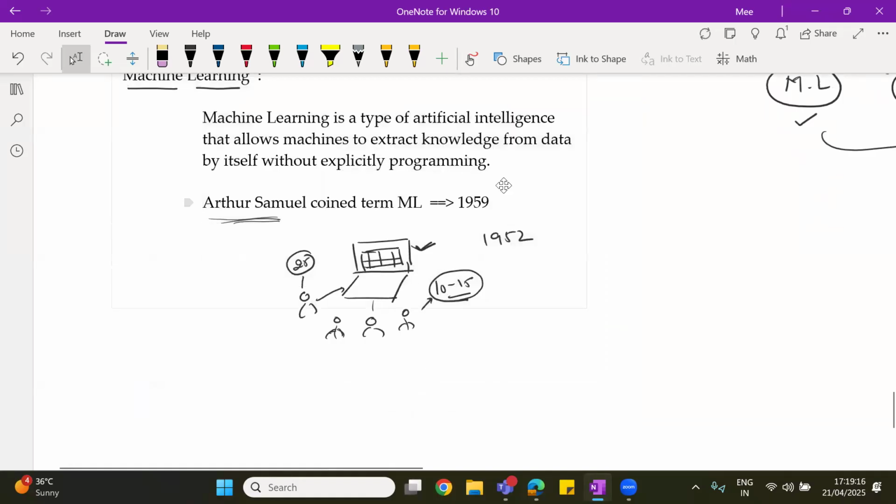Intelligent machines which can learn by itself is called machine learning. Now again, who coined this one? There was a gentleman by the name Arthur Samuel.